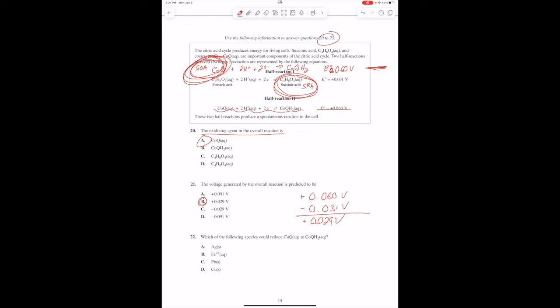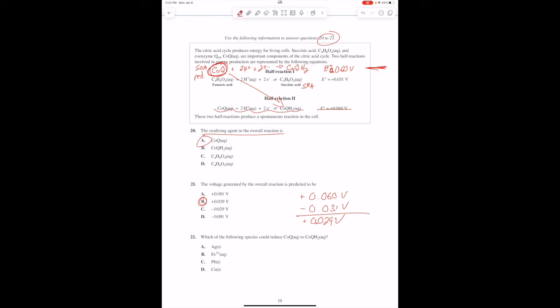Alright, and 22, which of the following species could reduce COQ? Okay, so the strongest oxidizing agent is reduced, right? So this can only be reduced by something that's below it on the chart.